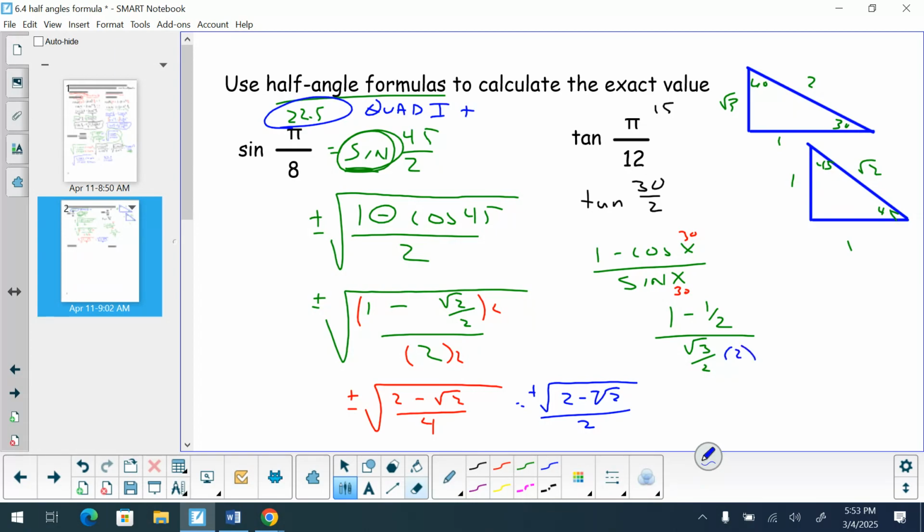Multiplying both top and bottom by the value of 2, we have 2 minus 1 on top. On the bottom we have square root of 3. So we have 1 over square root of 3, which rationalizes to square root of 3 over 3.